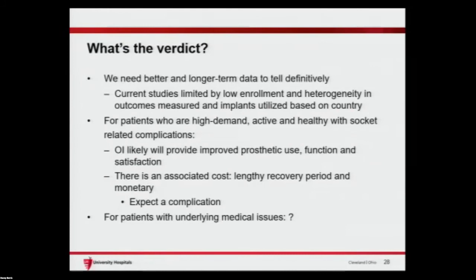There is, however, an upfront cost, which is that initial 6-month period in which you're going through your multi-stage procedure. Certainly, there's a monetary cost associated with it. And I would basically tell every single patient, expect some sort of complication. Likely, it will be one that we can handle with relatively minimal morbidity, but expect some sort of complication.